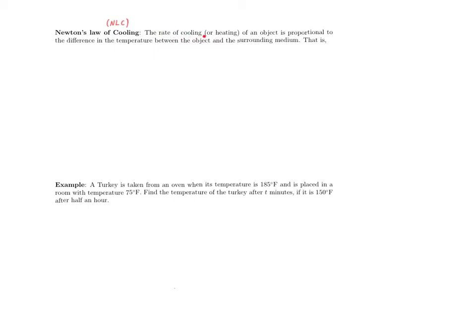The rate of cooling or heating of an object is proportional to the difference in the temperature between the object and the surrounding medium. So what I'm always picturing in my head is some physical phenomena that we can visualize. For example, you pull a can of soda out of the refrigerator and you sit it on the counter. That can of soda is going to slowly warm up and approach that ambient room temperature. So let's see if we can figure out a way to model this.